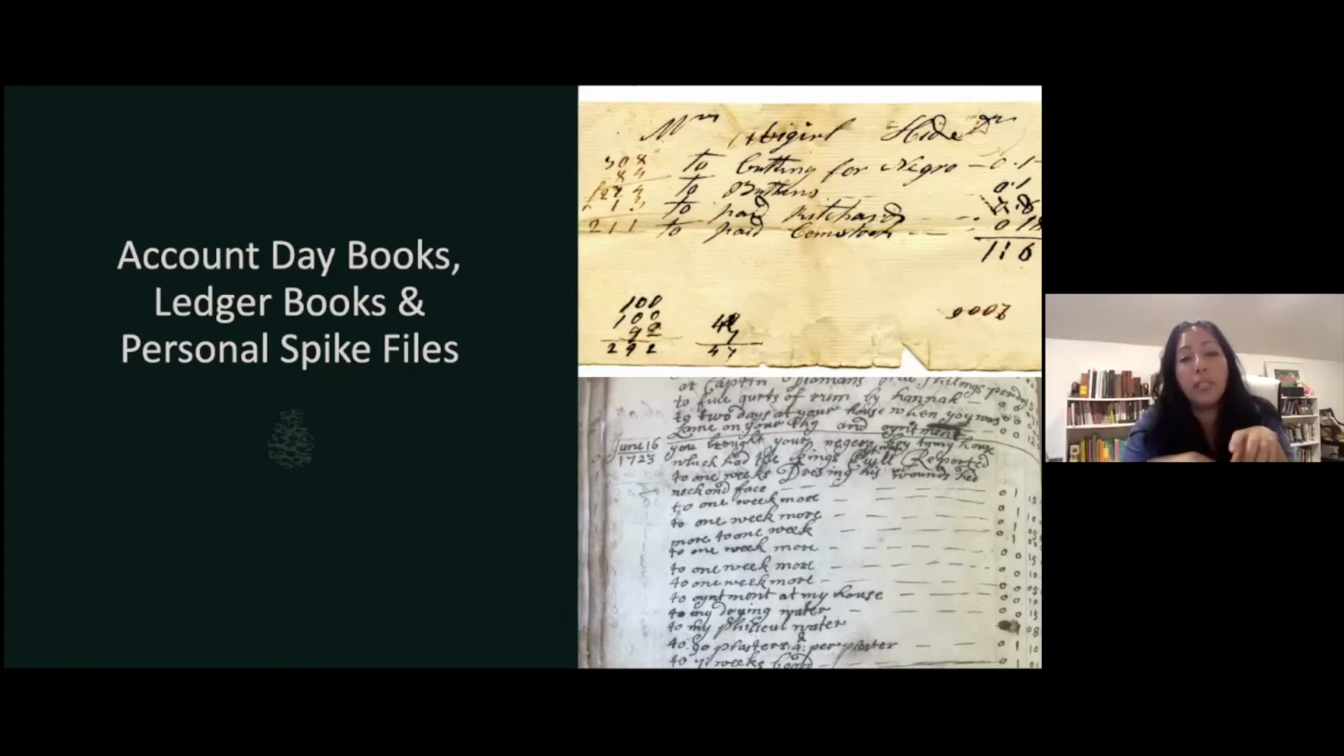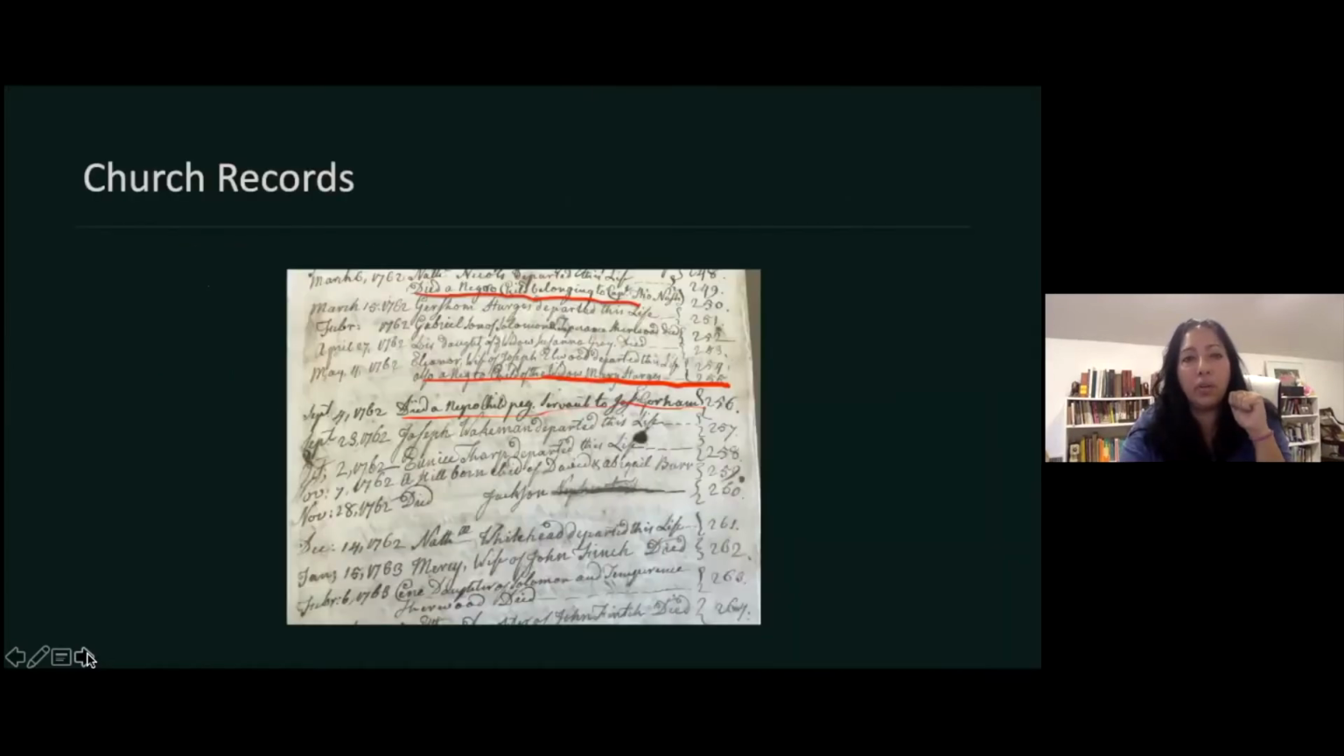And what you often see is that the goods are paid for by trade of labor, going back to this idea. Often owners would use the people they enslaved to pay back debts owed at a mercantile or to another person. And that appears in these day books as well. So that is another really great source.